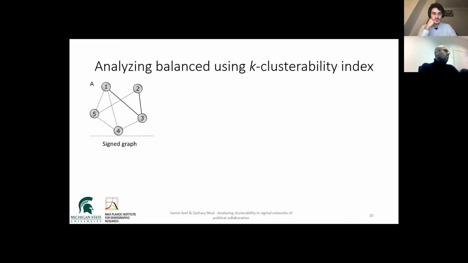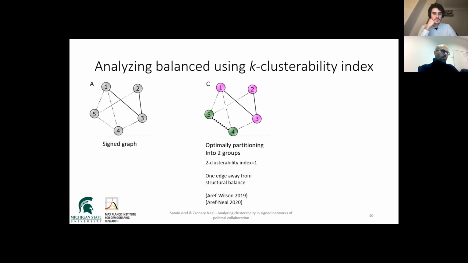I'm going to tell you more about the differences between structural balance and weak balance using this example. So in this example sign graph, dotted lines are negative edges and solid lines are positive edges. In order to analyze this network based on structural balance, we need to optimally partition the nodes into two groups or two coalitions, such that the number of positive edges between the two groups and the number of negative edges within the groups is minimized. And according to this optimal partitioning that you see, the only edge that is not consistent is the edge 4,5, because it's negative and within a coalition. And according to this analysis, we can say that the two-clusterability index of this network is 1. It means that when we optimally cluster this network into two groups, there is one edge that is inconsistent with the assumptions of clustering.